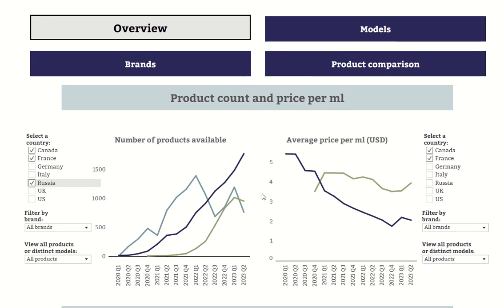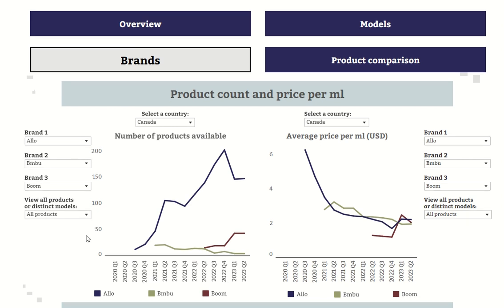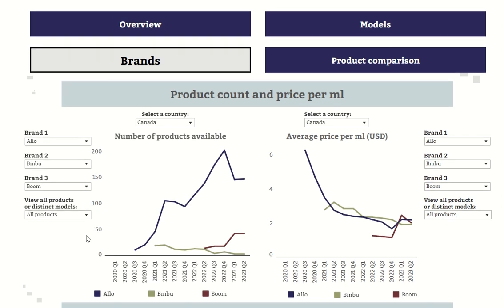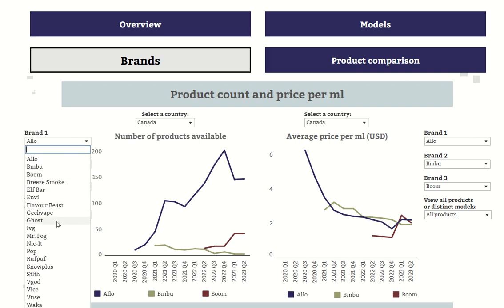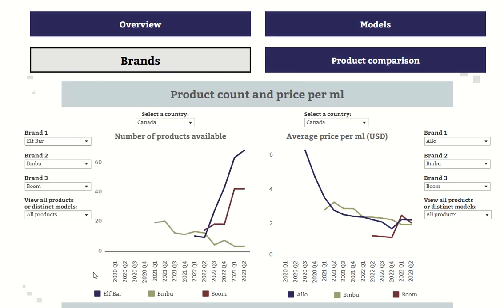So jumping to the Brands tab, in this case, users can select up to 3 brands out of the top 15 brands in a given country and compare these brands over time since Q1 2020. So users can select a different brand using the drop-down menu. For example, if instead of Alo we want to see Elf Bar, we simply have to select Elf Bar, and we can see the number of products available for this specific brand.